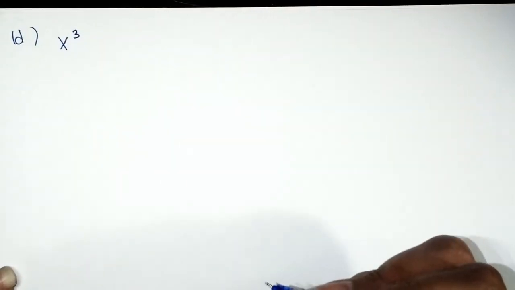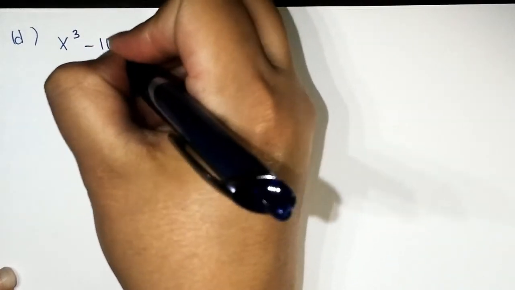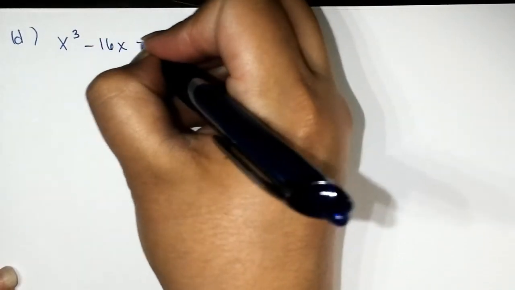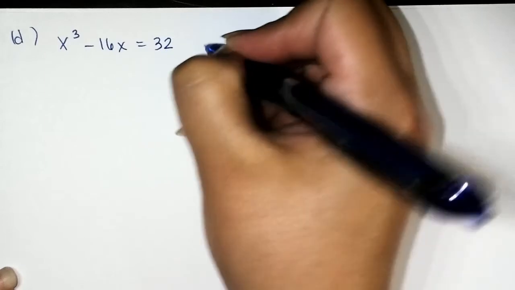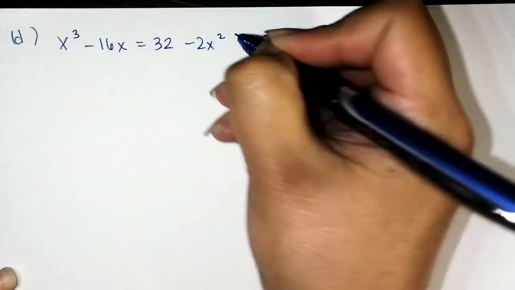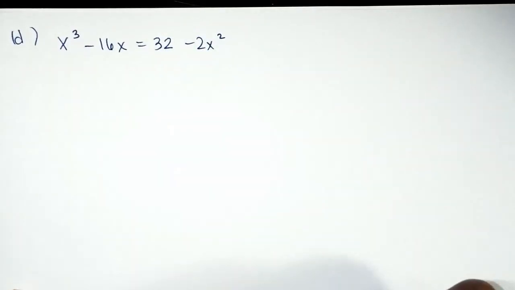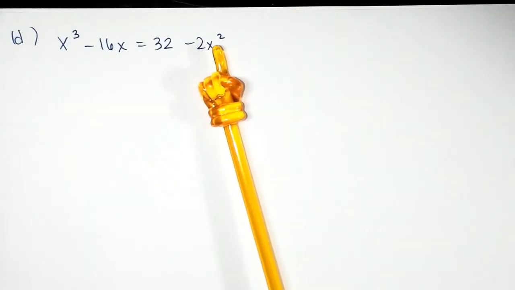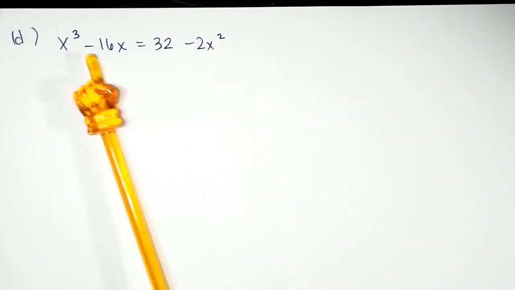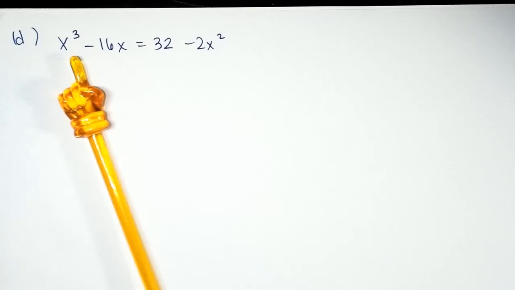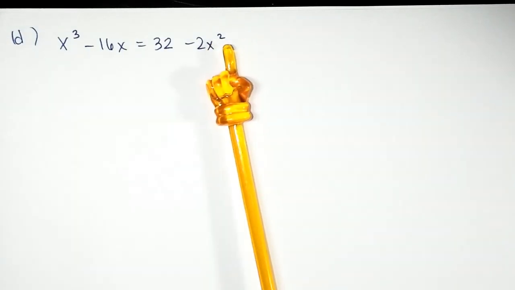Check it out. So we have x cubed minus 16x is equal to 32 minus 2x squared. Okay, x cubed minus 16x is equal to 32 minus 2x squared. Now, is this a quadratic equation? No, it's not a degree 2 equation, okay? It's a degree 3 equation. But either way, degree 2 or higher, we're going to solve by factoring.